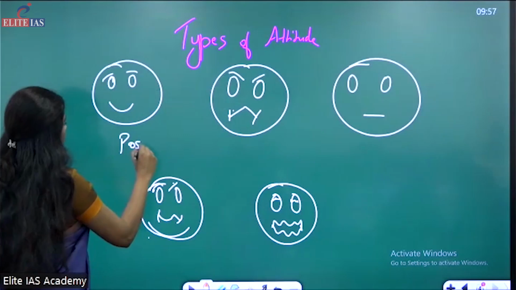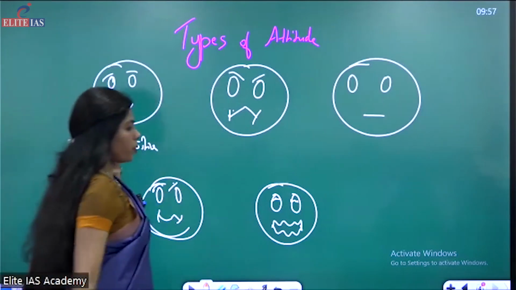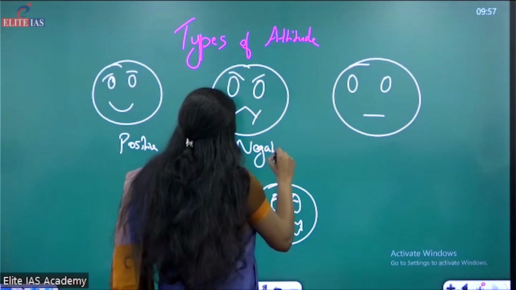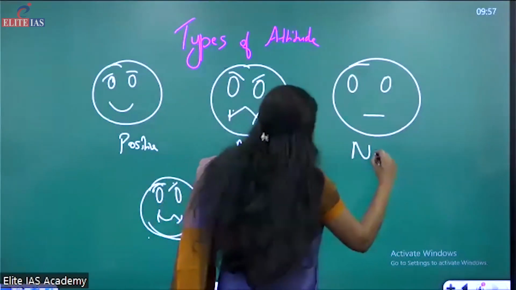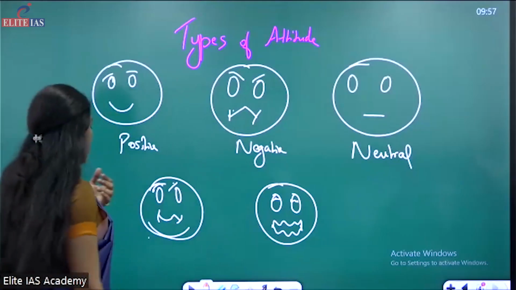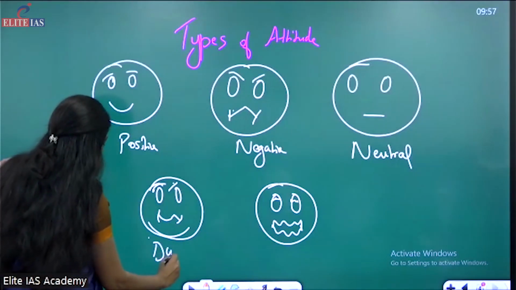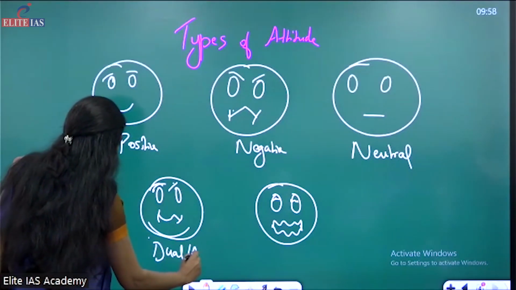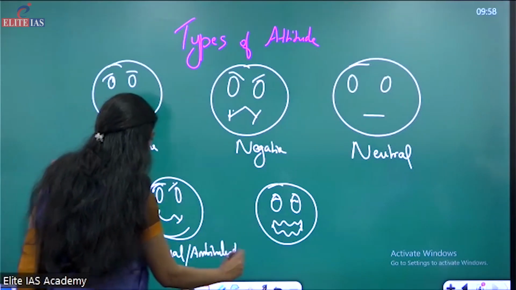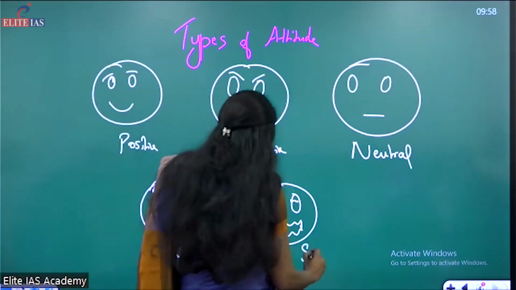Positive. Last 3 years questions were from this section. Okay, negative, neutral, dual, or ambivalent.